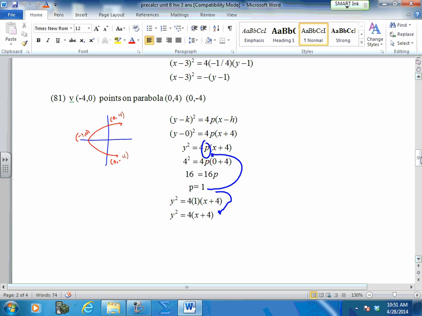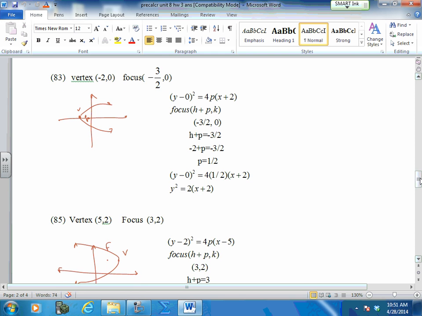Questions? No? Okay. All right, 83. There's your focus and your vertex given to you. Start your equation, put your vertex in there. And again, I would not bother with the formula. I would come here and say my distance here is 3/2. Okay? And it's got to be a positive, right? It's got to be a positive. I'm opening to the right. Plug this in for your P.